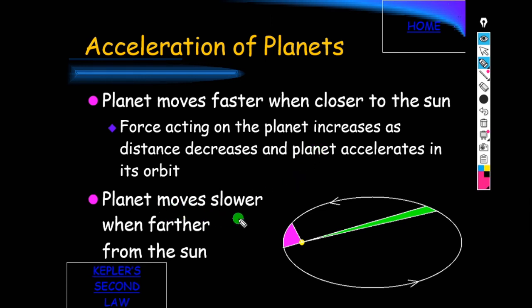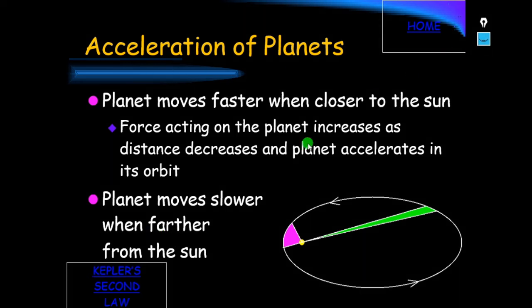Next, the planet moves slower when farther from the sun, because when it is farther from the sun, the distance is increased. When distance increases, the force acting on the planet decreases. When the force acting on the planet decreases, what happens? Force is directly proportional to acceleration again. So when force is decreased, acceleration also decreases.